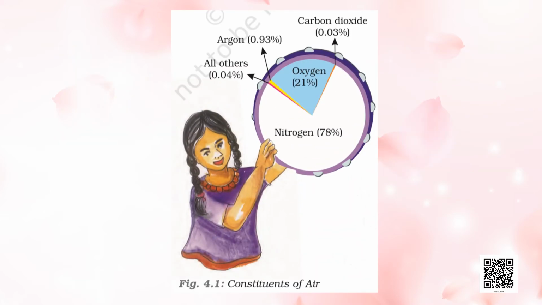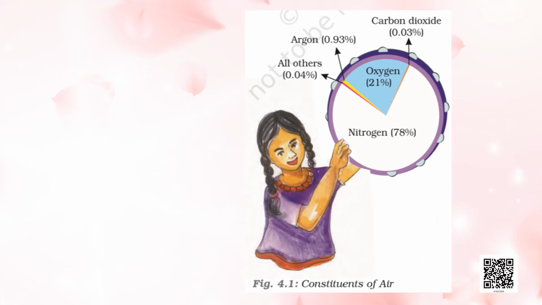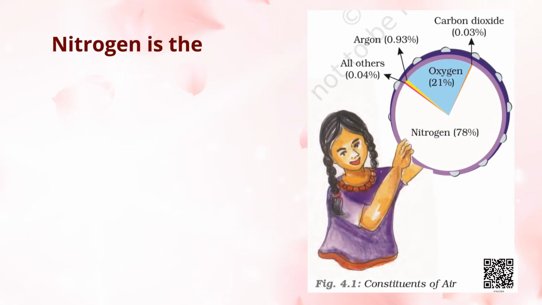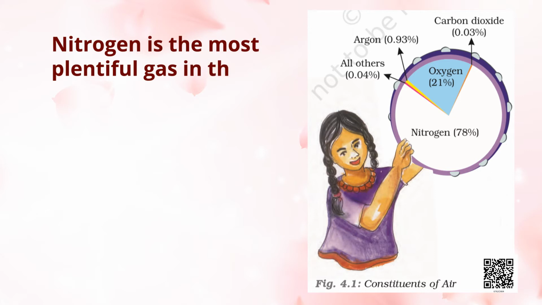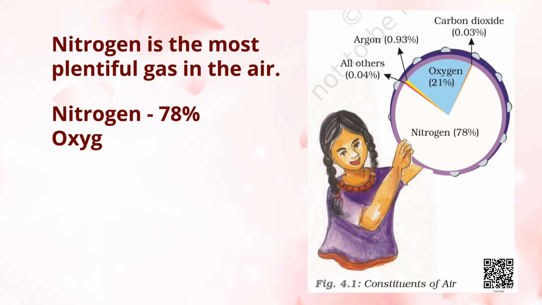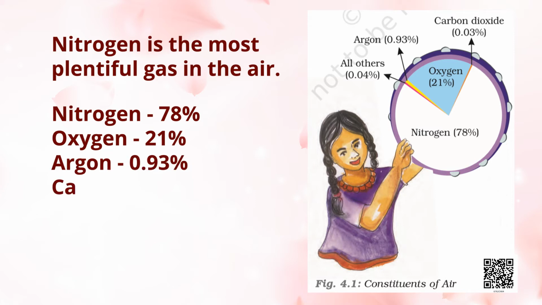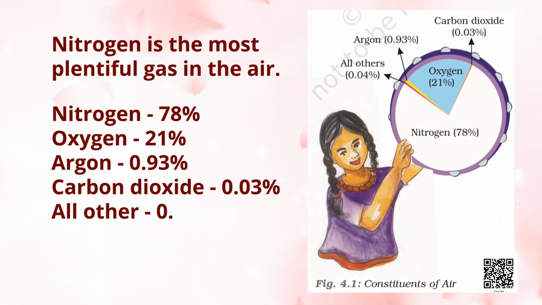The pie chart gives you the percentage of different constituents of air. See figure 4.1. Nitrogen is the most plentiful gas in the air. It is 78%. You see here oxygen, it is 21%. After oxygen, that is argon, 0.93%. After argon, carbon dioxide, 0.03%. And all others are 0.04%. So nitrogen is the most plentiful gas in the air.